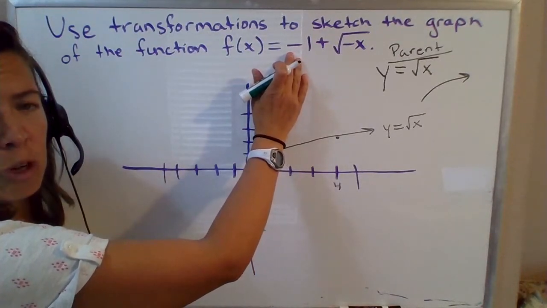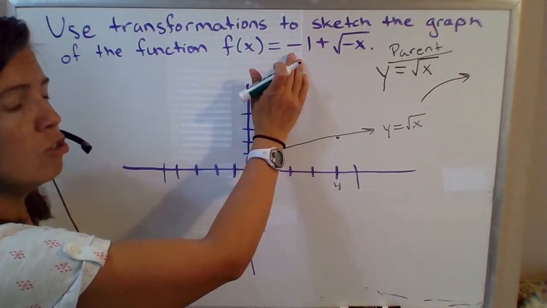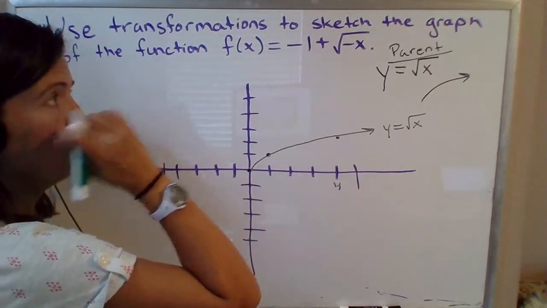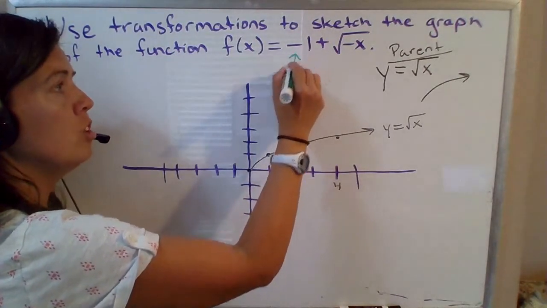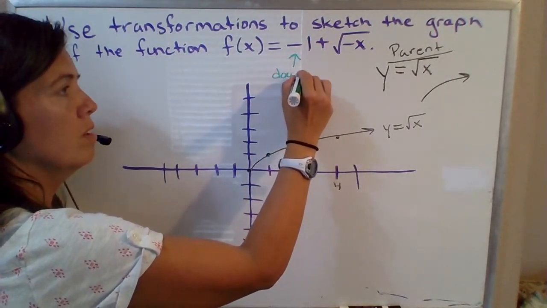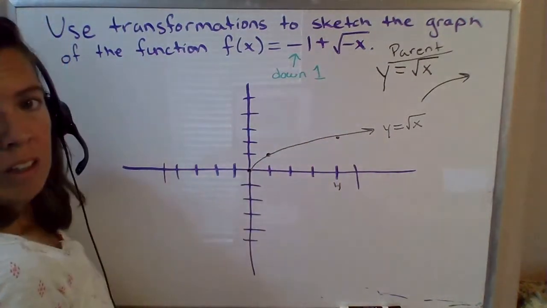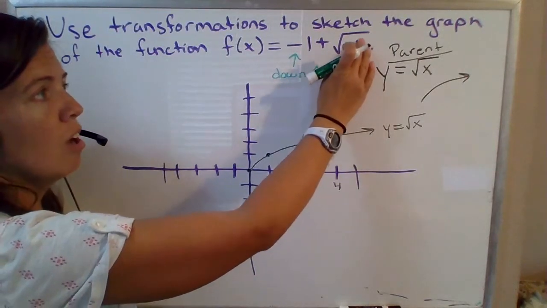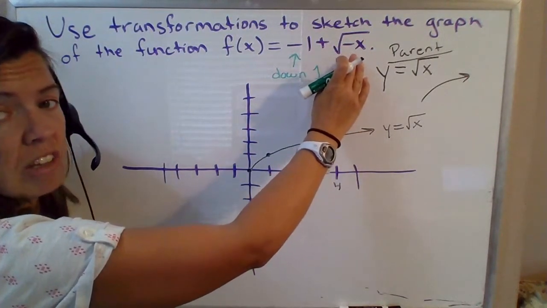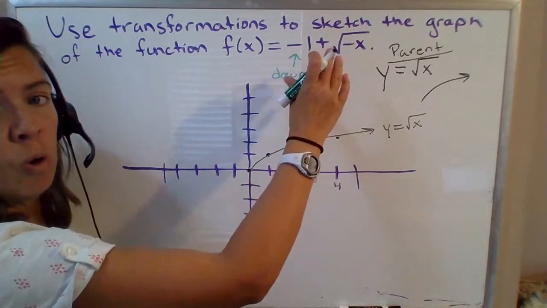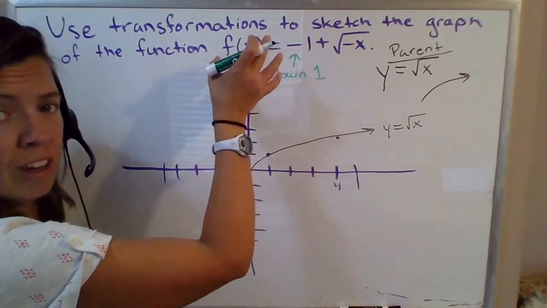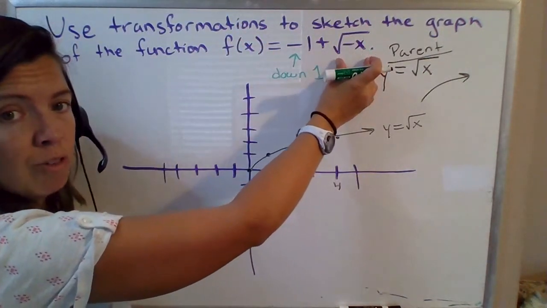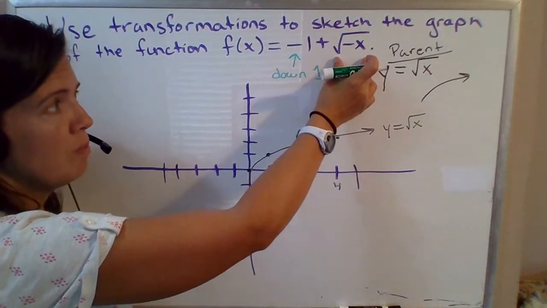Values that are added or subtracted outside of the function correspond to a vertical shift in the graph. Because this is -1 as opposed to +1, this is a vertical shift down 1 unit. Now the negative under the radical. Things that are applied inside of the function, so in this case under the radical, correspond to horizontal changes in the graph. So whatever's outside of that parent function corresponds to a vertical change, and whatever's inside corresponds to a horizontal change.